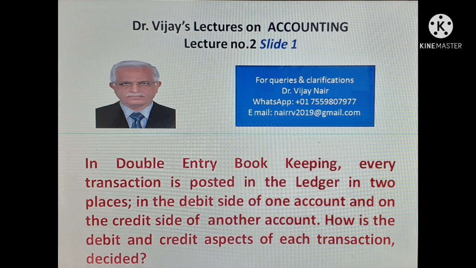Now the question is, how are the debit and credit aspects of each transaction decided? How is it decided that purchase account is to be debited and cash account to be credited? Let us go to slide 2. That is the last slide of lecture 1, which you have seen already. We are looking at it once again to make things clear.